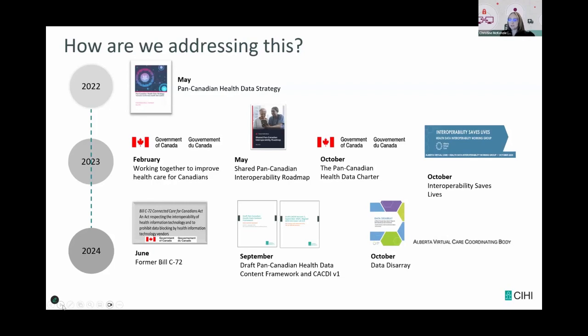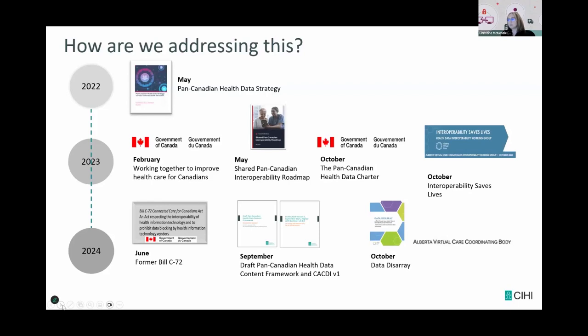But what we want to highlight today is our release in September of 2024, which is the Pan-Canadian Health Data Content Framework and CIHI version 1, which was put out for open review during the 60-day period between September and December. And this is where I'm going to be spending most of my time talking to you today. It is also the first building block of the shared Pan-Canadian interoperability roadmap.